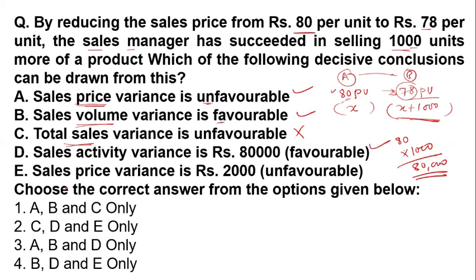This is also true. The sales price variance is rupees 2,000 unfavorable. No, not unfavorable ma'am, 2,000 is favorable, because you can see the difference is rupees 2 on 1000 units, that is 2000, and 2000 is favorable. But it is written unfavorable, that's why this is a wrong statement.